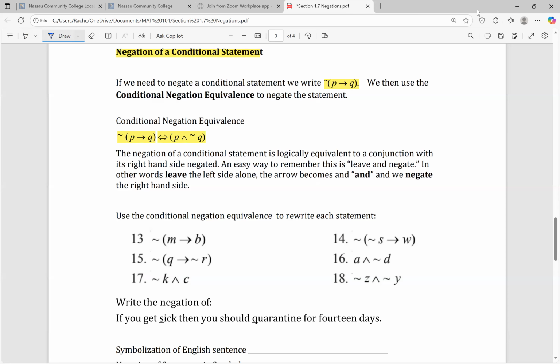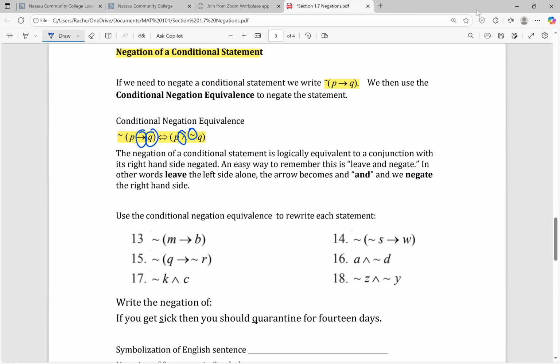If you want, you could do that on your own. You should definitely be able to do that. But if we were to make a truth table, you'll see that these statements would have the same truth values. Therefore, they're equivalent. So the negation of a conditional statement is logically equivalent to a conjunction with the right-hand side being negated, right? So the negation of a conditional is going to be a conjunction, and the right-hand side becomes negated. That's what this is saying.